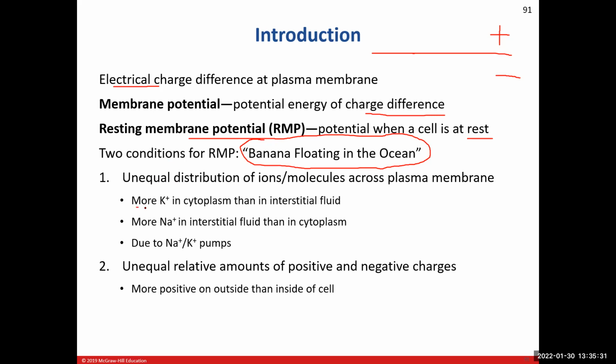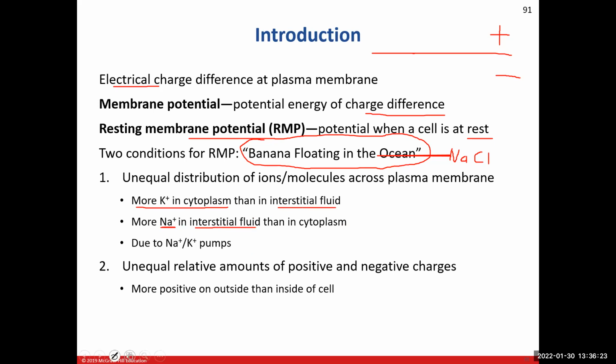The inside of the cell has more potassium. Bananas are a great source of potassium. So when you're thinking of the ocean, you have to think of the water in the ocean and what kind of water it is. It's salt water. And if you recall, the molecular formula for salt is NaCl, so sodium and chloride. The ocean is full of salt water. So outside of that banana, that's going to represent the interstitial fluid. Outside of our cell, we'll see more sodium and more chloride in the interstitial fluid. So, banana floating in the ocean.